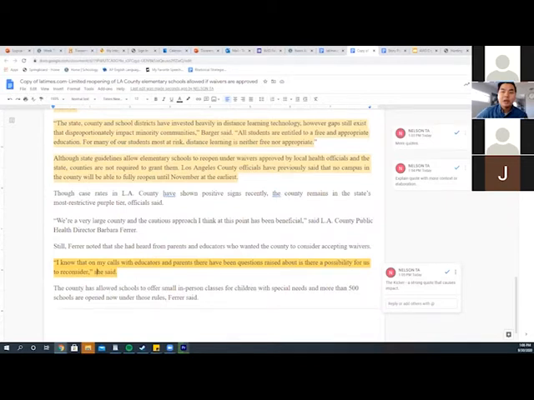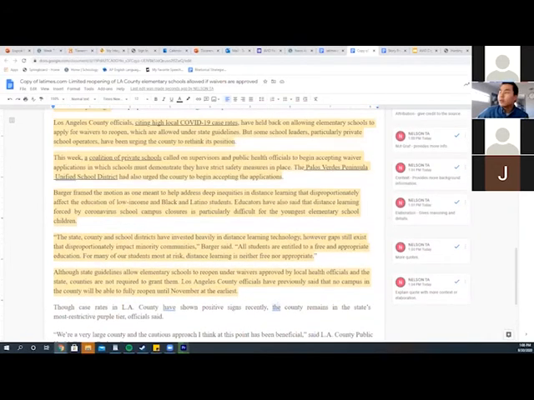The county has allowed schools to offer small in-person classes for children with special needs, and more than 5-year schools are open now under those rules, Farrar said. All right, so that's the end of that section.